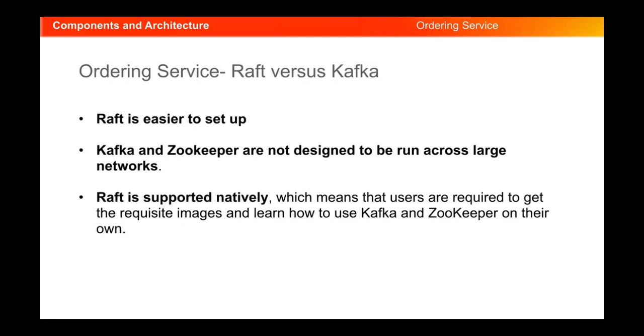As we've seen, different types of orderer exist. First is Solo, then Kafka and Raft. Now Solo and Kafka are deprecated as part of the 2.0 release, and Raft is the recommended ordering service to use. So Raft is easier to set up.